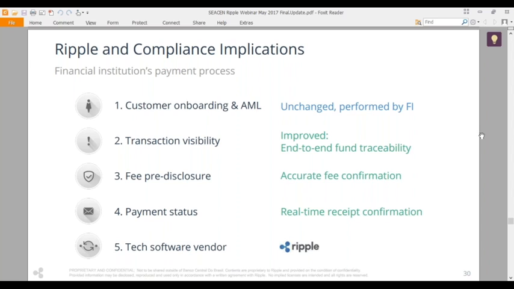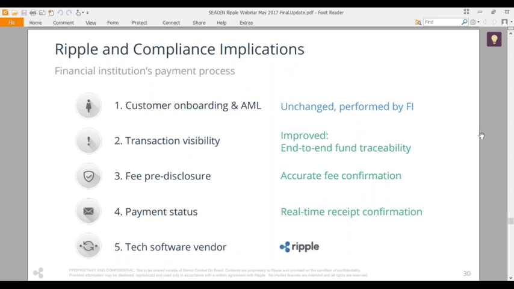There are several things that we do improve. We enable transaction visibility in real time across the leg of the payment. We enable fee pre-disclosure. We've talked about the bank will know the total fee before they initiate the payment. There are several countries right now that are requiring banks to show the customer the exact fee before they initiate that payment. Ripple's technology enables the bank to do that. Four is payment status. They have real-time confirmation of the receipt that they can share with the originator of the payment. And then five is the technology software vendor.